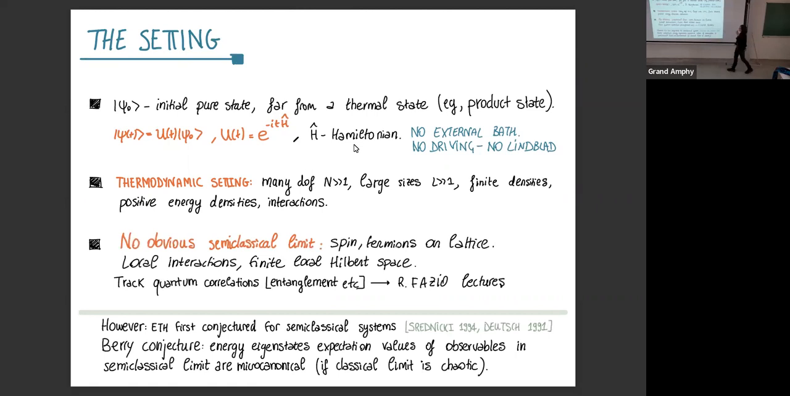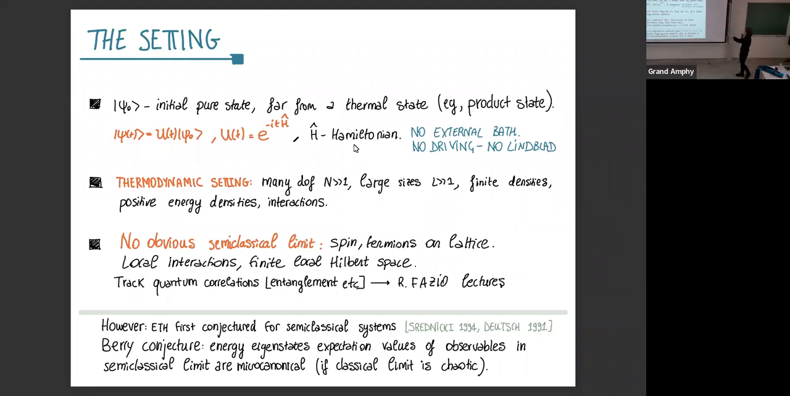Another comment is that usually in this field, you think about systems of either fermions or hardcore bosons or spins, systems for which there is not an obvious notion of semi-classical limit because interactions are local and the Hilbert space that you have for each degree of freedom is bounded. So for a spin, you just have two states which span your local Hilbert space, and you cannot pile up, for example, a large number of degrees of freedom on a site as you would be able to do with a boson and then take this number to infinity. And in fact, often you're interested in looking at or in characterizing really quantum correlations such as entanglement, and this is related to the lectures that you have heard before during the week.